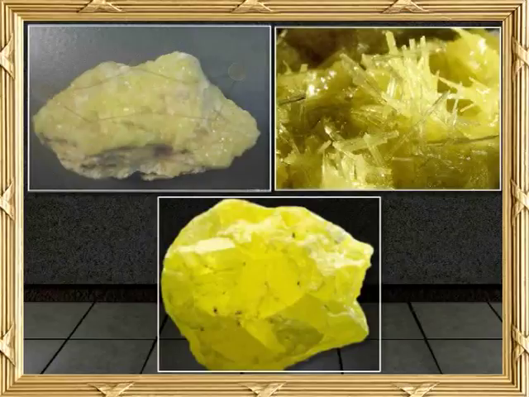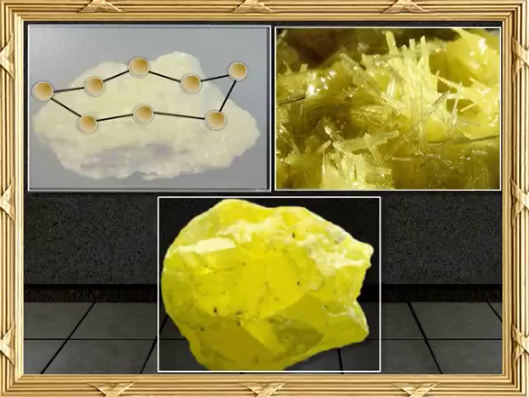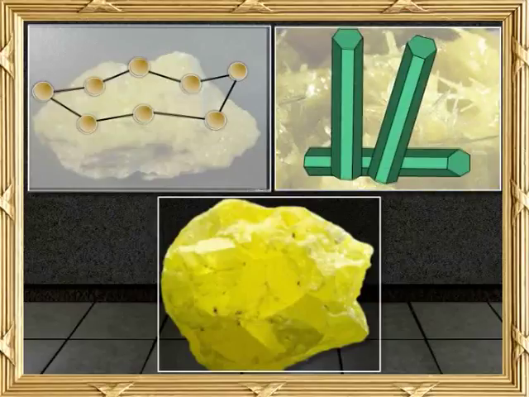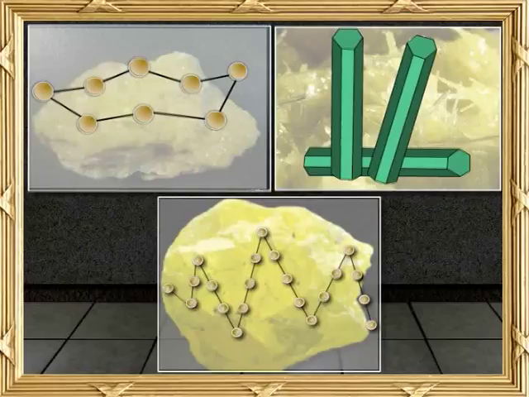The molecular structure of rhombic sulfur contains a ring of 8 atoms. The molecular structure of monoclinic sulfur also contains a ring of 8 atoms. The molecular structure of plastic sulfur contains a chain of 8 atoms of sulfur.